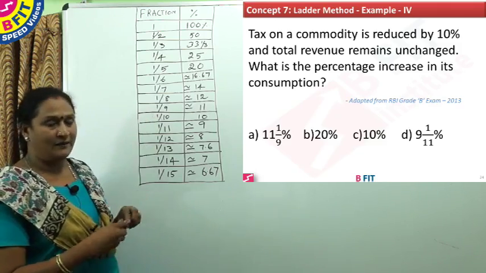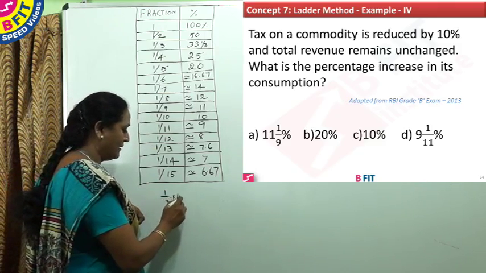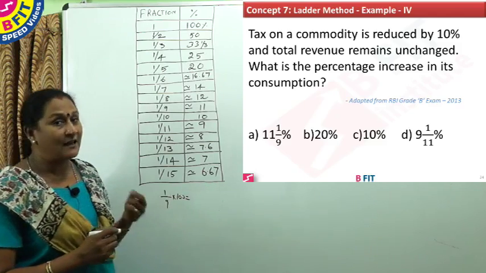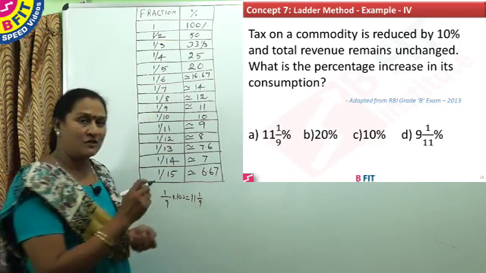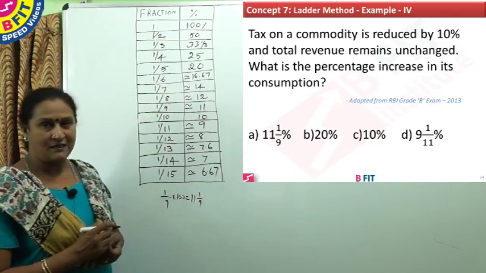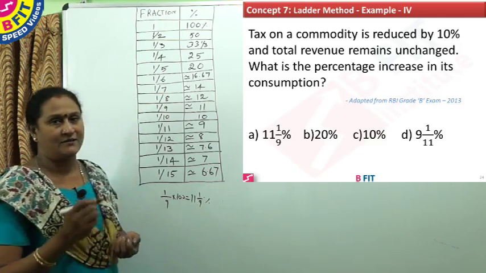For 1 by 9, to find the percentage, we multiply it by 100. It is 9, 11 is 99 and the remainder is 1. So it is approximately 11%, and exactly, with the options, we can get 11 1 by 9% as the answer.